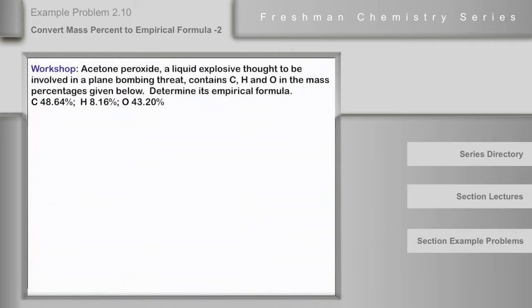Mass percentages for acetone peroxide. It's a compound of carbon, hydrogen, and oxygen. And I'm asking you to figure out its empirical formula.